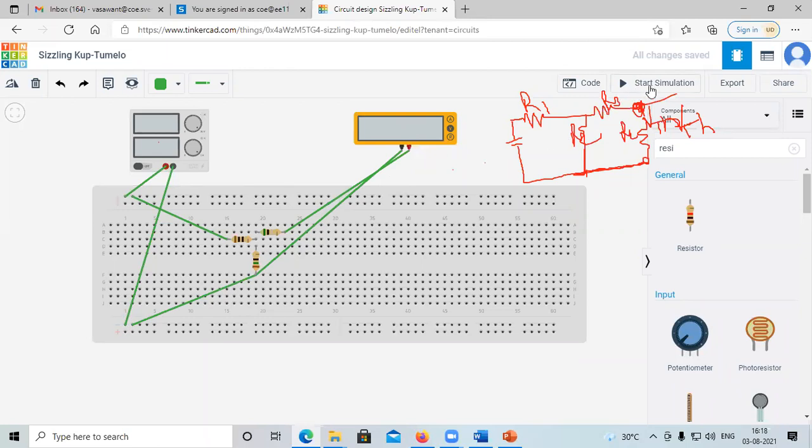I will start simulation. Okay, see. What is the value of V2? What is the value of VTH?